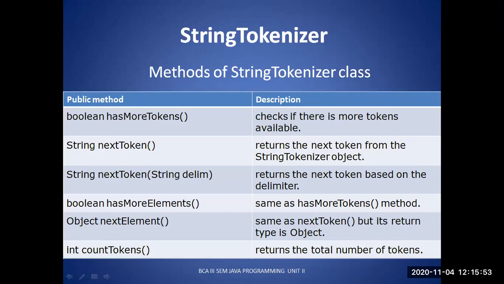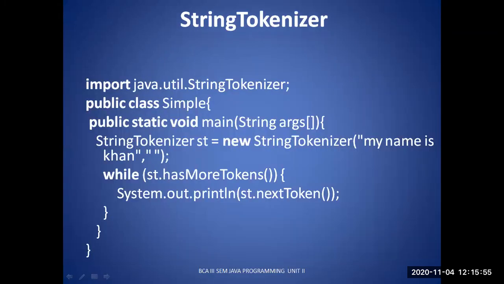So let us go for an example. This is a simple example to demonstrate the string tokenizer class. Here the class name is Simple. It contains one main method. Along with that, we are creating a new string tokenizer object, that is st, which contains "my name is Khan". So my space name space is Khan.